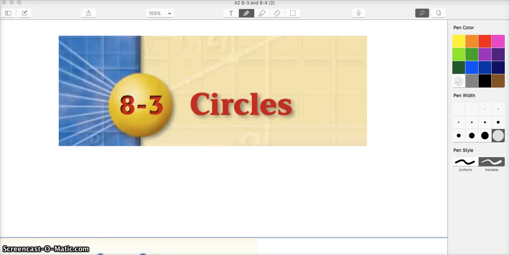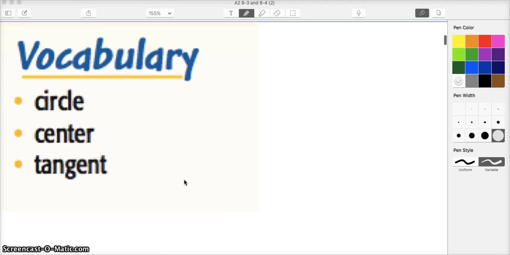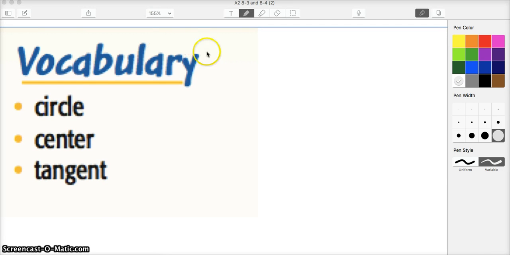Hey Algebra 2 friends, we're in section 8.3, circles. Our vocabulary starts off with the idea of what is a circle, and I think you know what a circle is, but for all intents and purposes, and so we can consider the equation, a circle is a collection of points equidistant from one point on a plane.